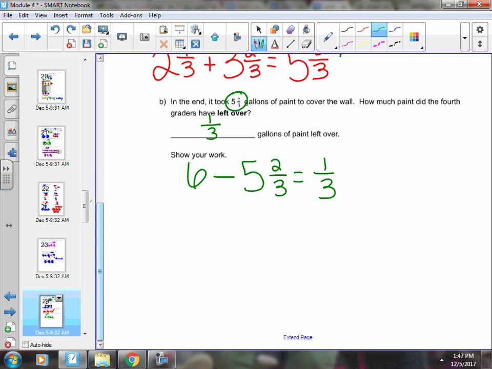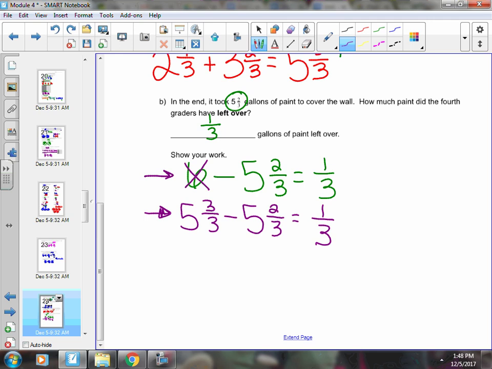Okay? And if that doesn't look quite right on your eyeballs and you want to say 6 is the same as 5 3/3 because it makes the subtraction look better, you could do that. A big old 5 minus a big old 5 is a big old 0. 3/3 minus 2/3 is 1/3. So this might be a better way on your eyeballs, but maybe you understand that way as well.